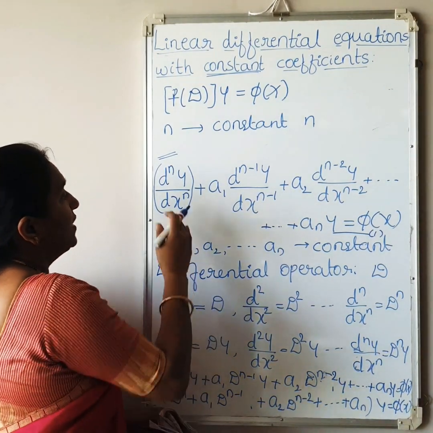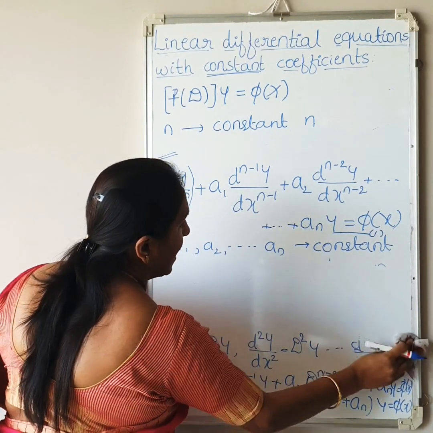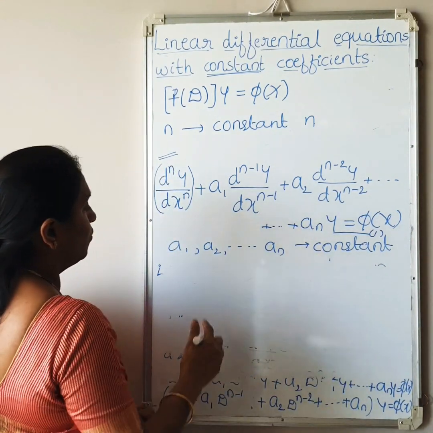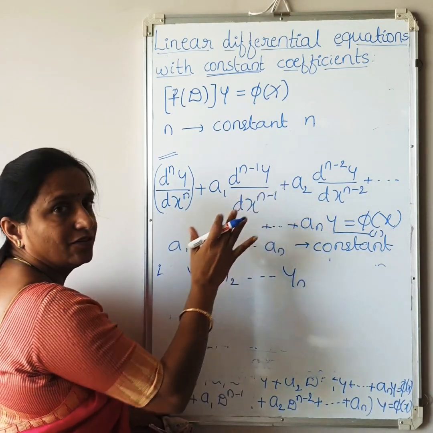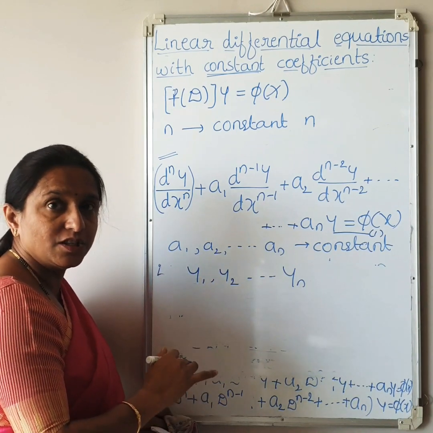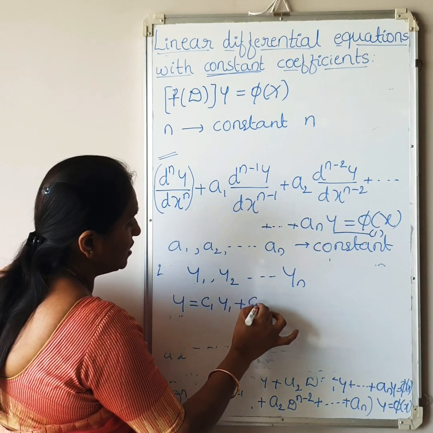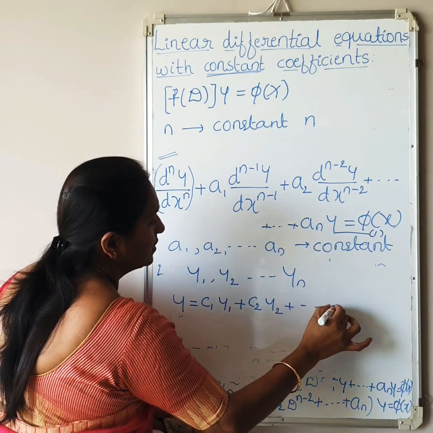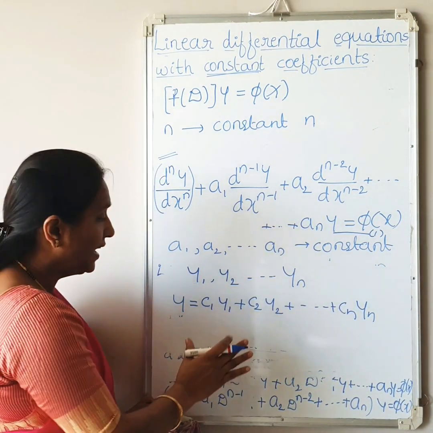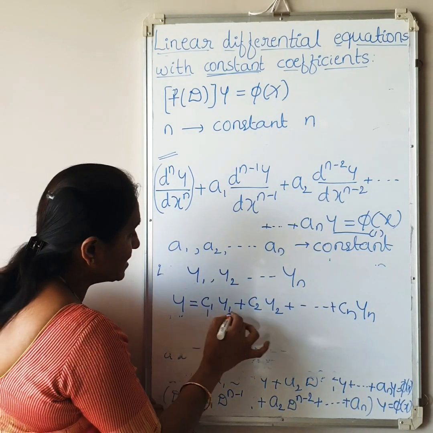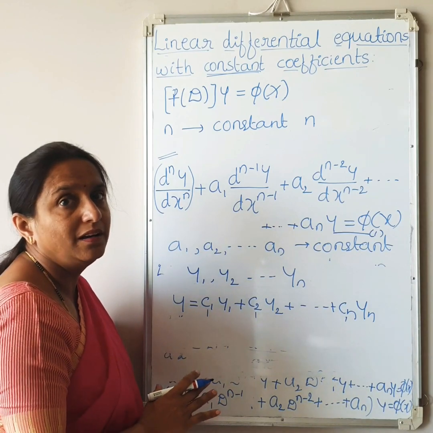So suppose one equation is there, this is the considered equation. If suppose it has solutions like y1, y2 up to yn, these are the solutions of this equation. Then we represent the solution as y is equal to c1 y1 plus c2 y2 plus so on, cn yn. This will be our final answer. Always we should write the final answer like this. So these are the constants. c1, c2 up to cn are called arbitrary constants.